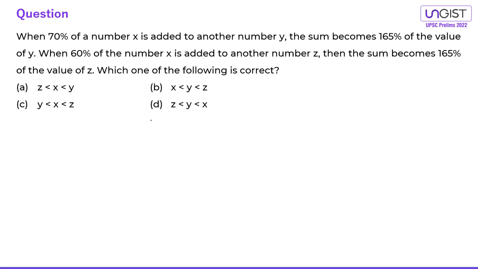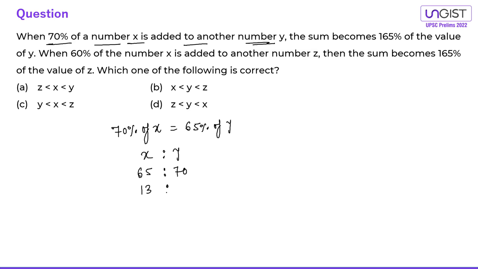Next question is, when 70% of a number X is added to another number Y, the sum becomes 165% of the value of Y. It means 70% of X is equal to 65% of Y. Because if 65% of Y is added to Y, the sum will become 165% of Y. So X is to Y will be in the reverse manner. So this is 65:70, which is 13:14. So X is to Y is in the ratio 13:14.